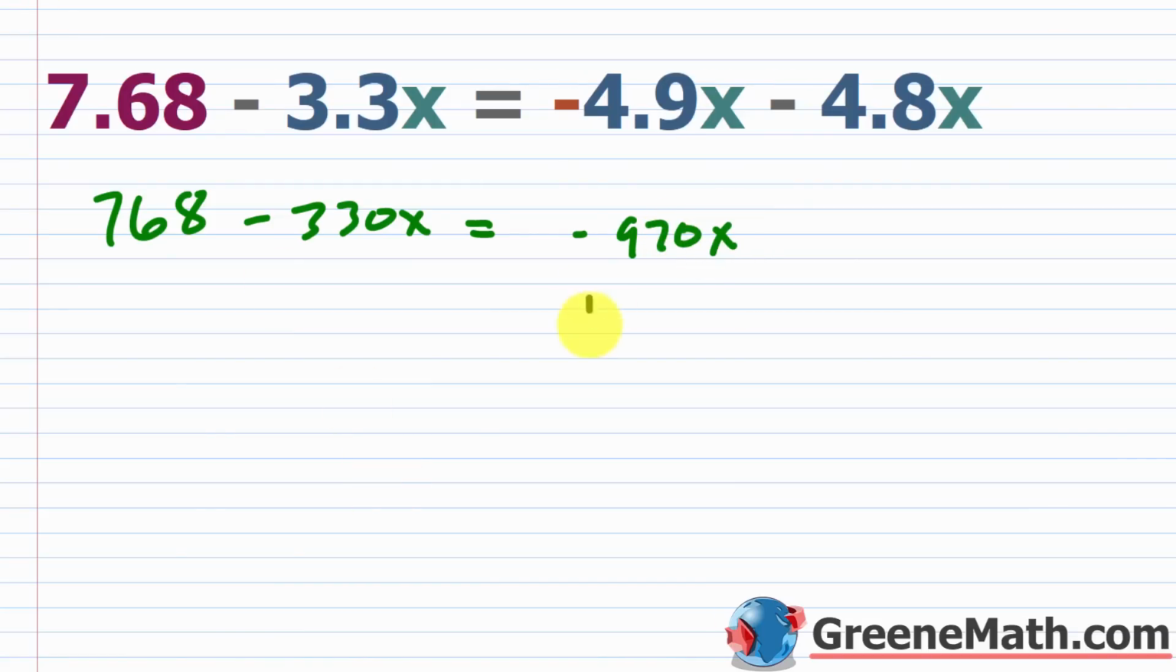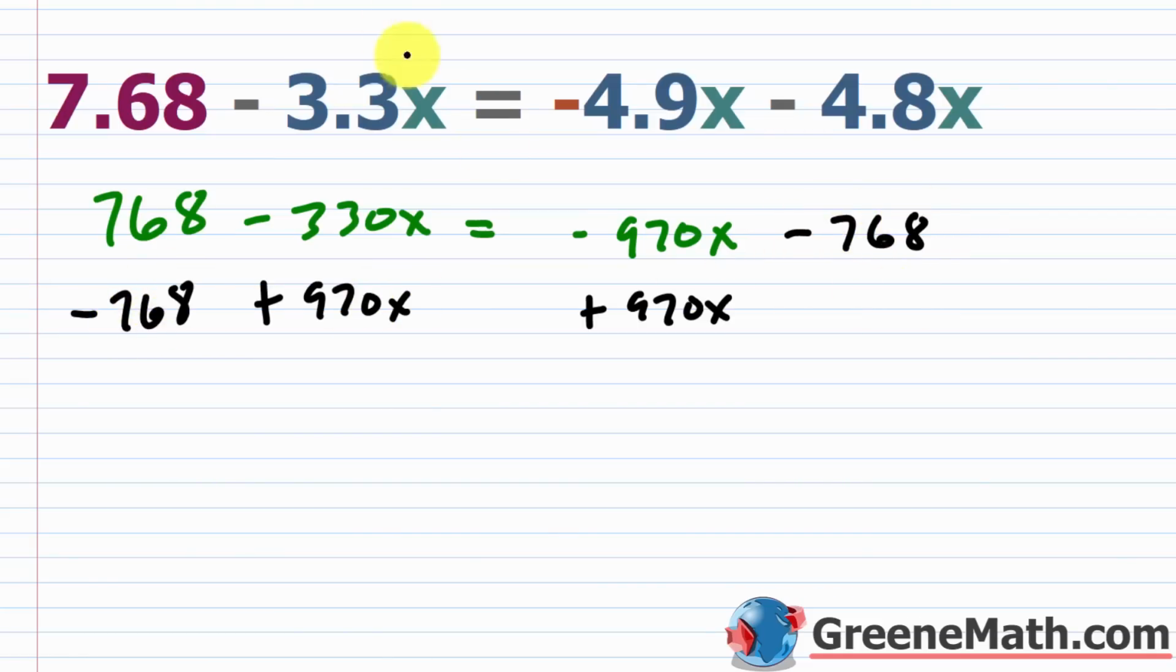And then again, I just want to add this to both sides of the equation. So add this over here. And I'm going to subtract 768 away from each side of the equation. So this guy is going to cancel. This guy's going to cancel. If I do negative 330x plus 970x, that would be 640x. And this is equal to, again, over here I have negative 768.